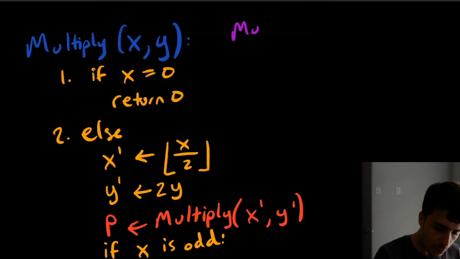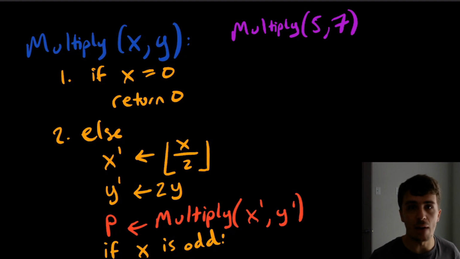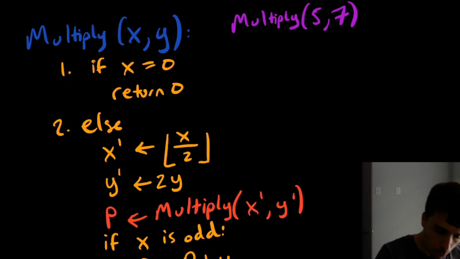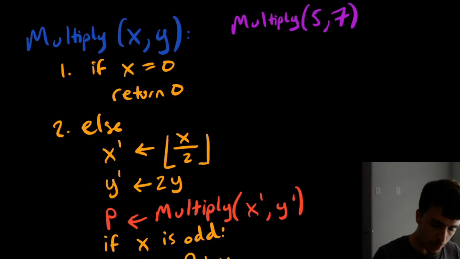So let's try to compute multiply. I'm going to make these numbers up. So let's do 5 and 7. That obviously should be 35, but let's just make sure that it works. So we come into this function right here. Is x equal to 0? No, it's not. So we come down here.